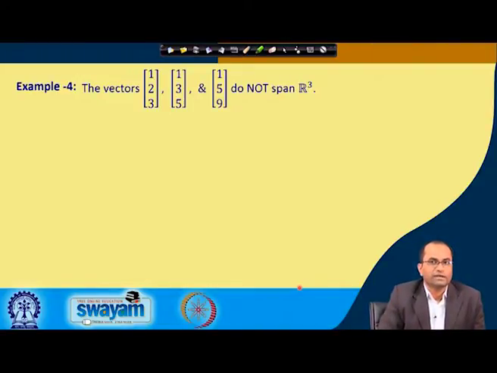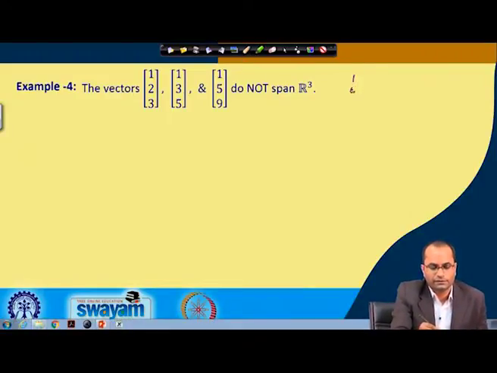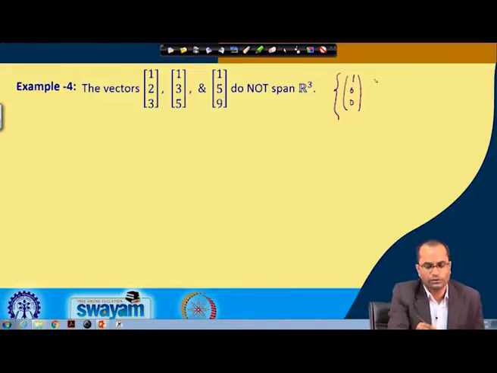In example 1 and example 2, we have 3 vectors and they span R3, meaning any vector of R3 we can write down in terms of those given vectors. So, in example 1, we have this set here, 1 0 0, 0 1 0, and 0 0 1. These were the 3 vectors from example 1.